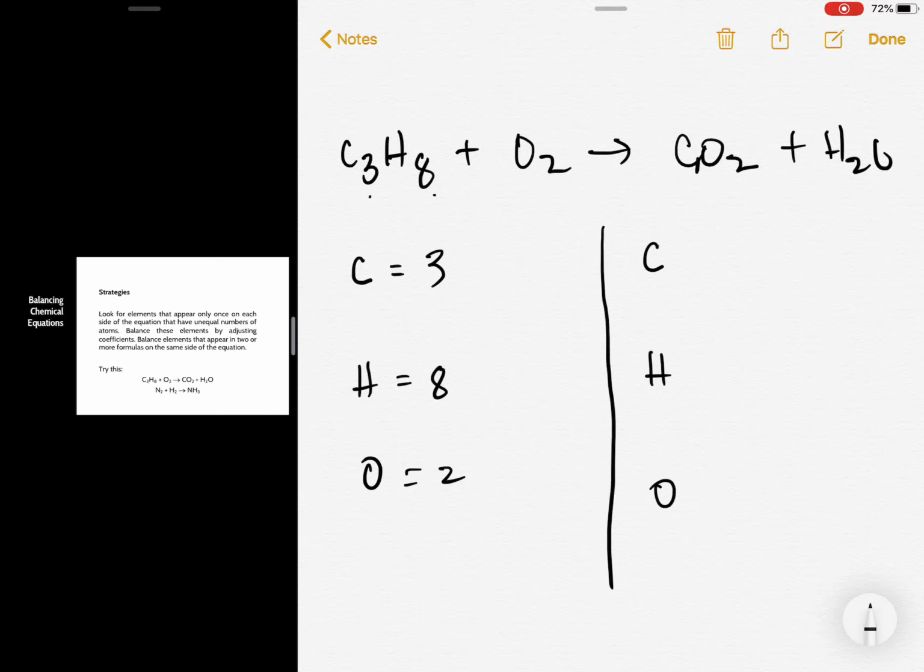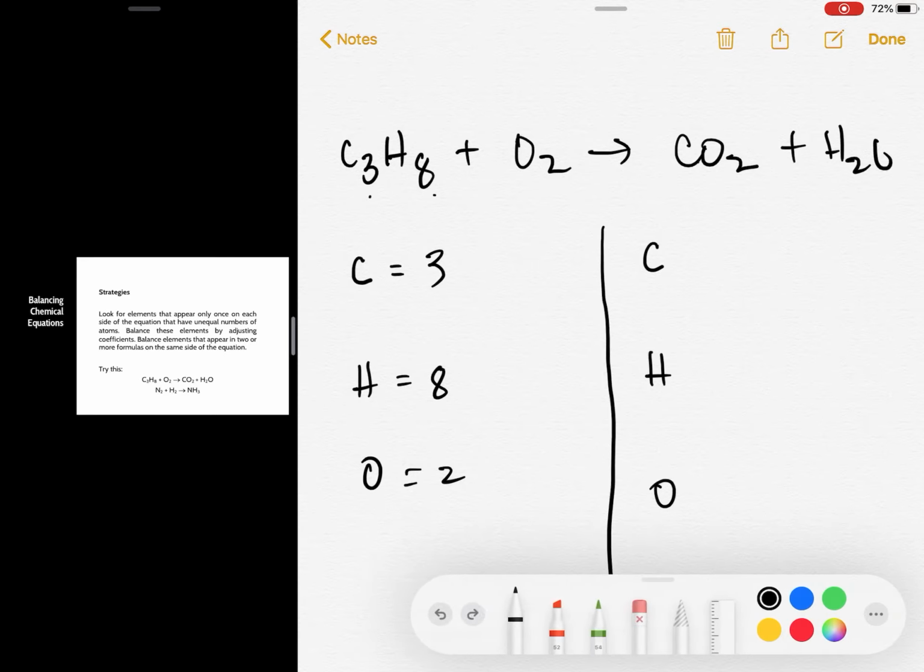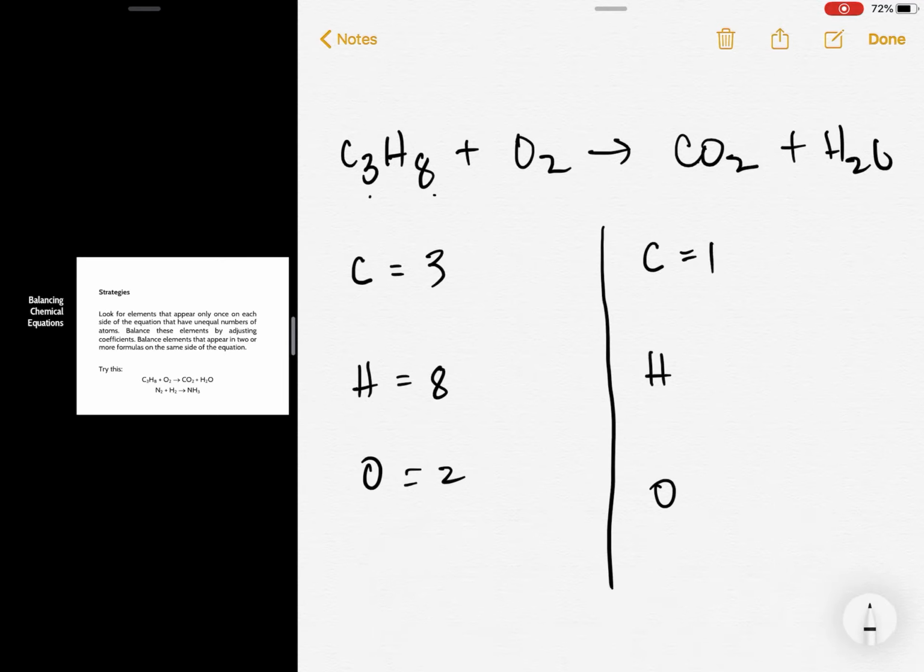Pag wala siyang subscript, automatic ang kanyang subscript or ang kanyang number of atoms ay 1. Ayan. So, here, walang nakasulat. So, it's 1. Hydrogen, ilan? Dalawa. Oxygen, may dalawa ka dito, may isa ka dito. So, 2 plus 1, ilan yon? 3. Ayan. So, sabi ko kanina, we won't start with oxygen kasi it was written twice, no, on the product side.